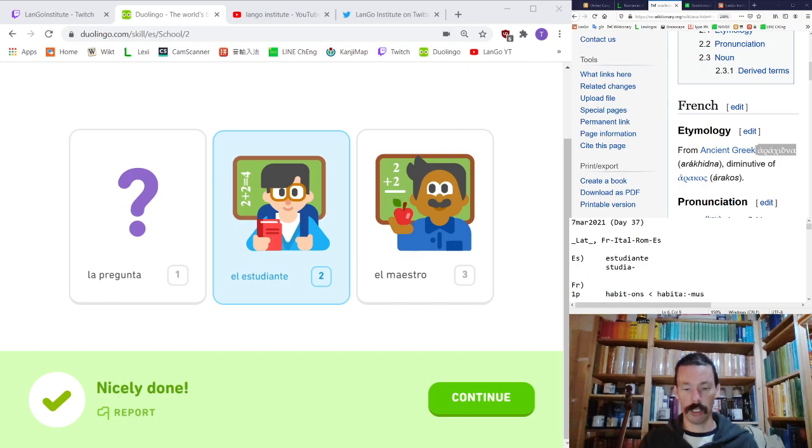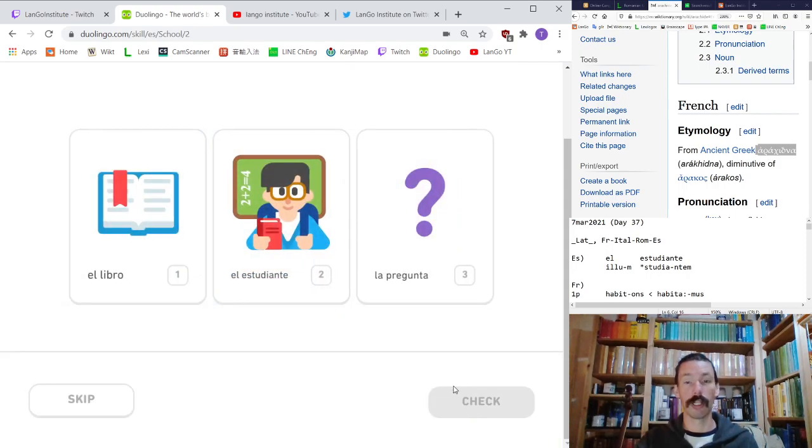Studia, and then a participle in the accusative form. Studiantem is what the form reflects. El is from this pronoun or determiner illum, and that's accusative singular both times. Illum studiantem. That didn't exist as a word. That's just what the form would reflect. It's not a Latin word anyway.